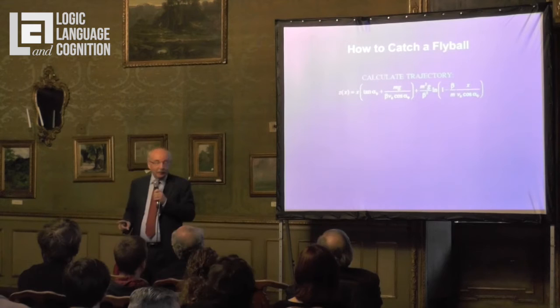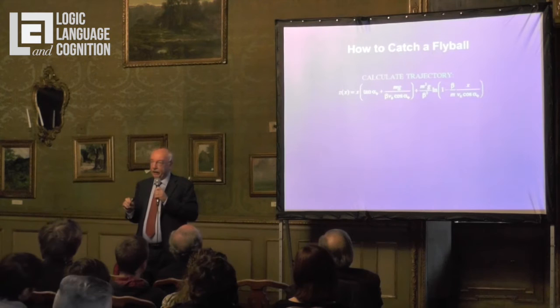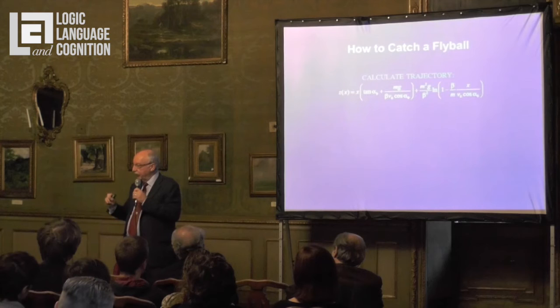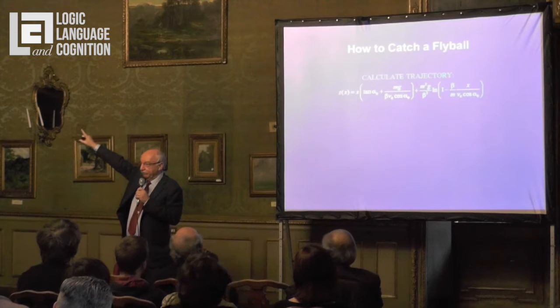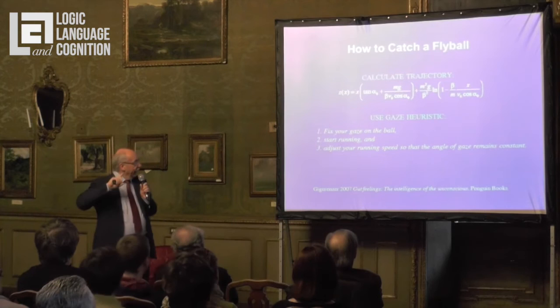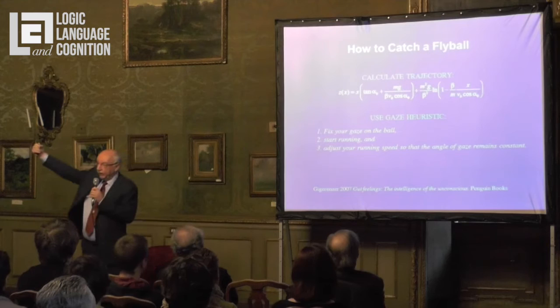So, let's go on. We know from a number of experiments that experienced players do something different. Namely, they use a set of simple heuristics. I'll show you the simplest one, which works when the ball is already high up in the air. It's called the gaze heuristic. It has three components. So many heuristics have a number of components. First one is fixate your eye on the ball, start running, and then adjust your running speed so that the angle of gaze remains constant.